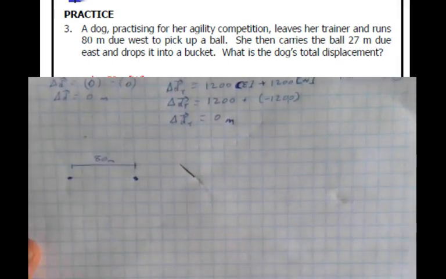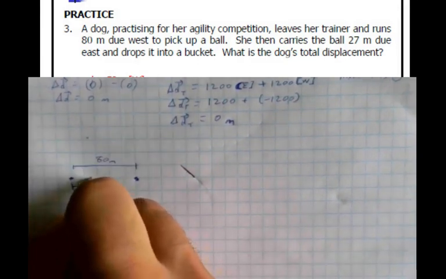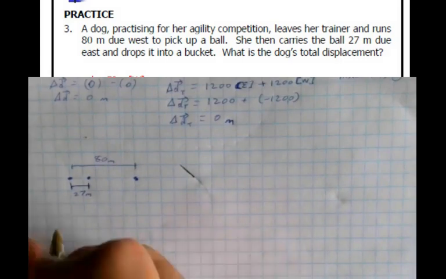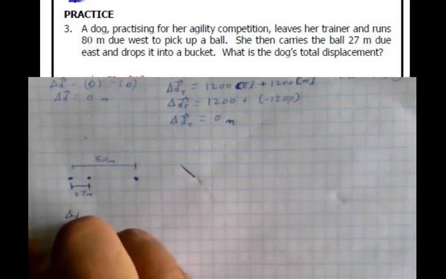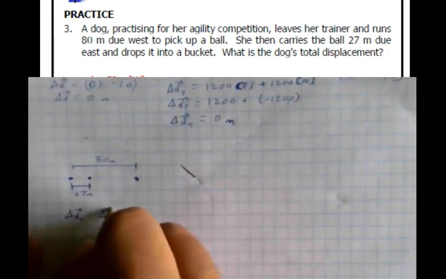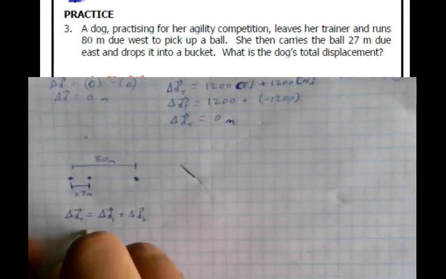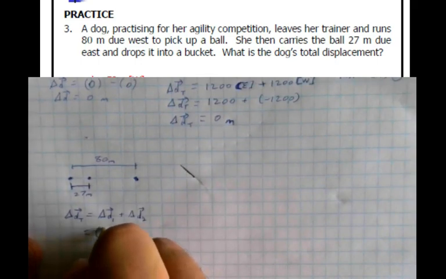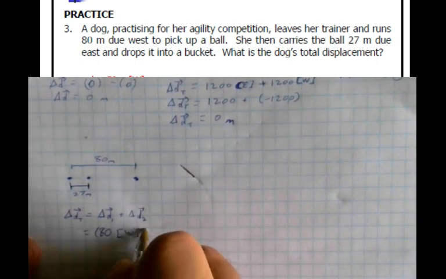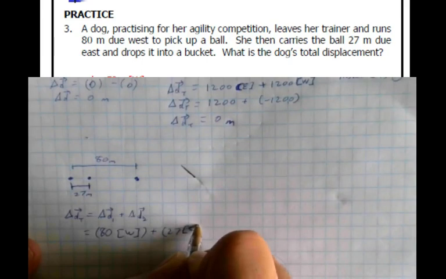And then it carries the ball 27 meters east. What is the dog's displacement? So the displacement is the sum of each displacement. So it's delta D1 plus delta D2. And that is equal to 80, which is traveling to the west, plus 27 traveling to the east.